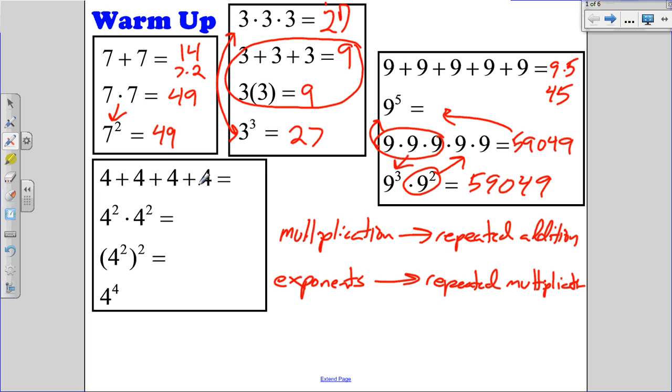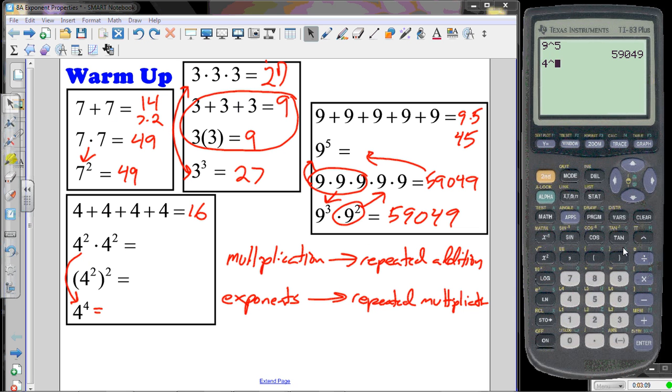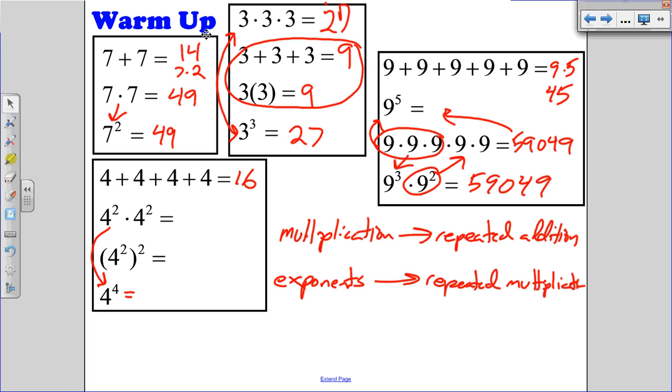One last example down here. 4 repeated 4 times through addition, so that's 16. And here we have 4 squared, which is 16, times 4 squared. So that is really, there's 2 4s here, 2 4s here, for a total of 4 4s. So what's 4 to the 4th power? Let's go ahead and take a look here. So we're going to go 4 raised to the 4th power is 256. Okay. So this is 256. And this is also 256 because both mean 4 repeated 4 times.